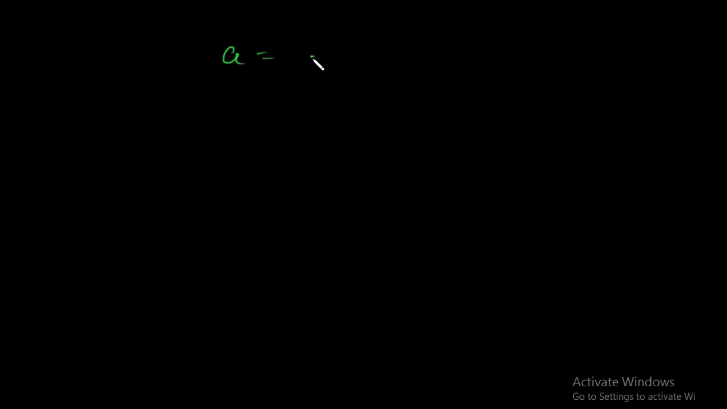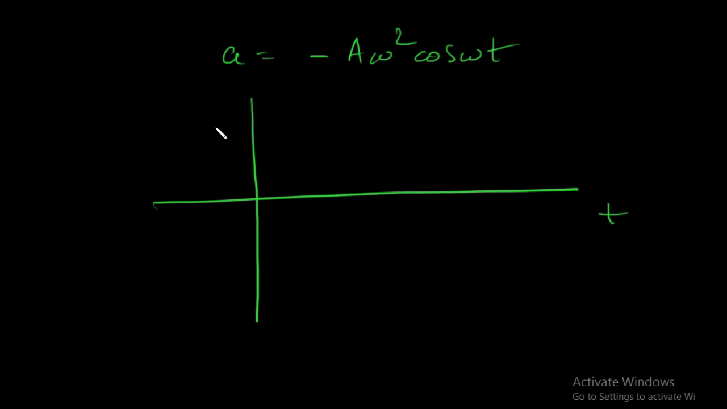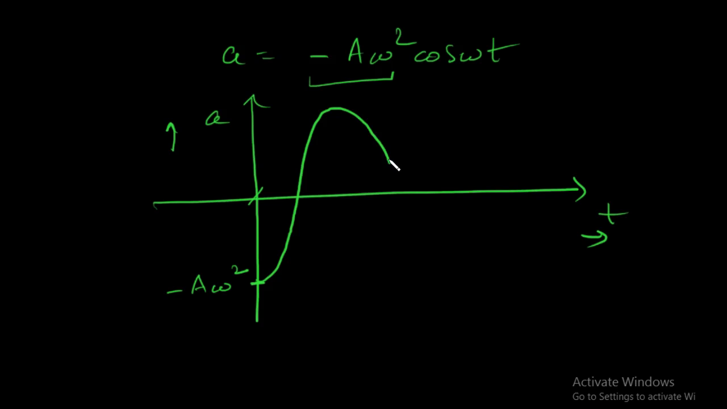You see a over here is minus a omega square cos omega t, right? So we can draw it like this. This is t and this is a. Obviously this is positive and this is positive, but this is negative. At t equals 0, a would be equal to minus a omega square. So cos will start from here, and minus a omega square will be the amplitude. The cos graph will never go beyond its amplitude. So it will start from here and go like this. This would be the graph of cos.